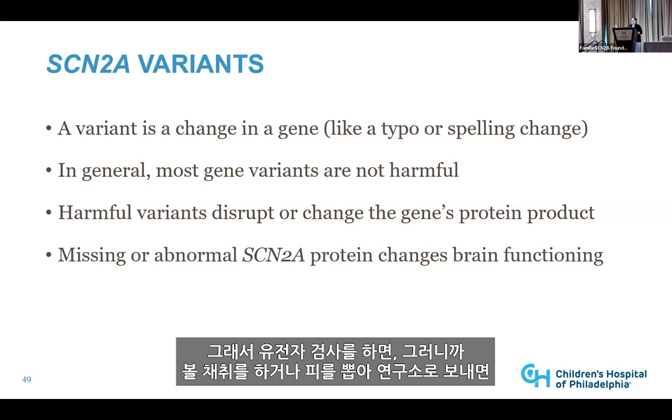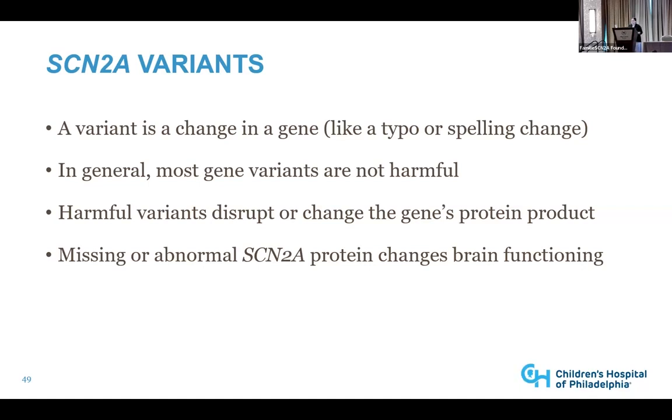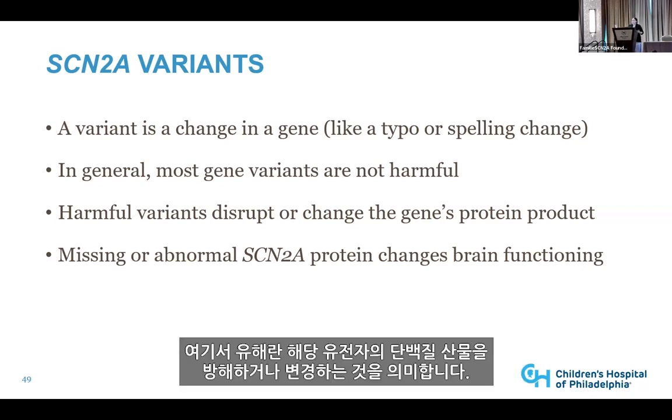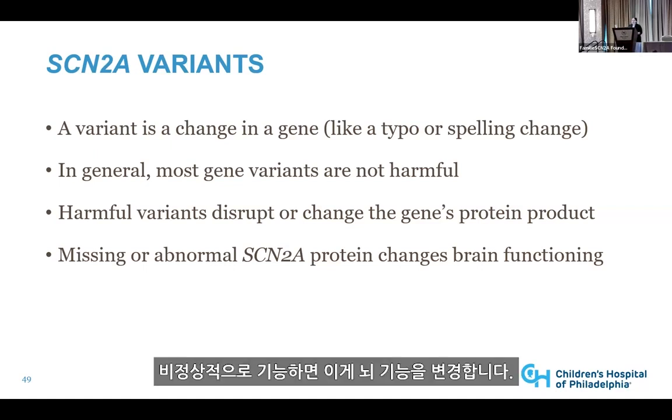So when you do genetic testing, when you do that cheek swab or blood draw and send it off to the lab, their job is to parse through all of the genetic changes and identify changes which are actually harmful. Harmful in the sense that they disrupt or change that gene's protein product. Because we know that when SCN2A protein is missing or functions in an abnormal way, obviously this changes brain functioning.